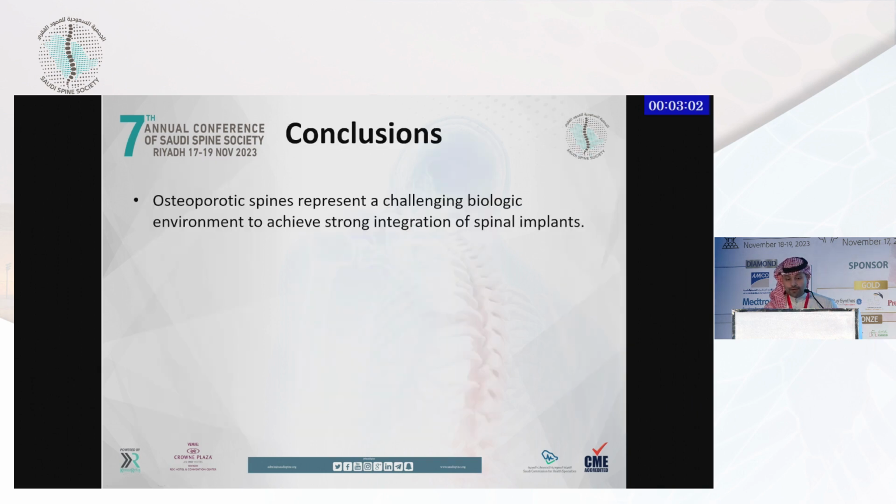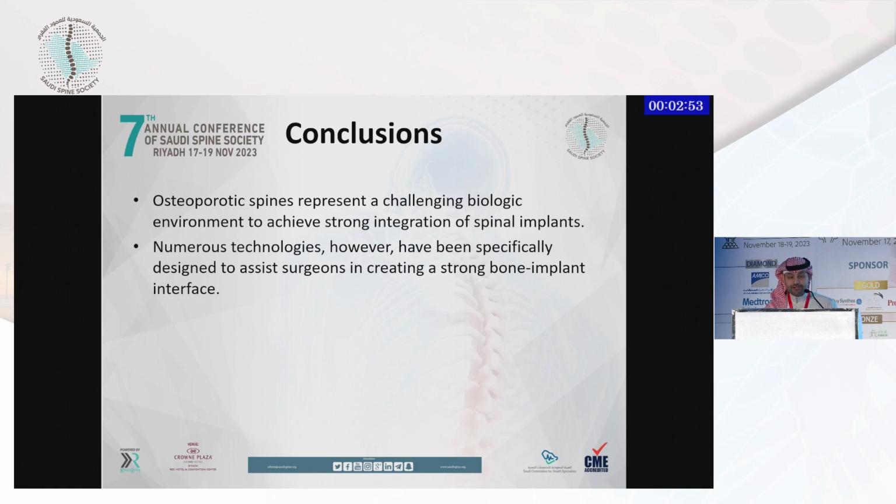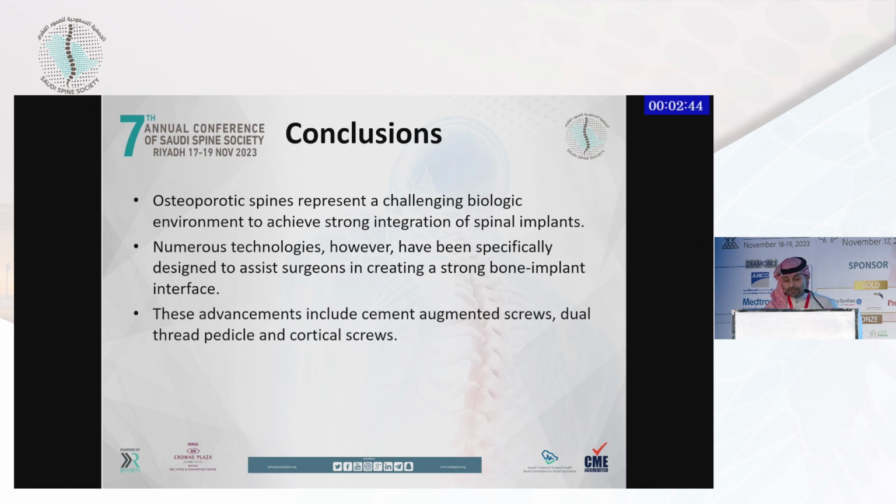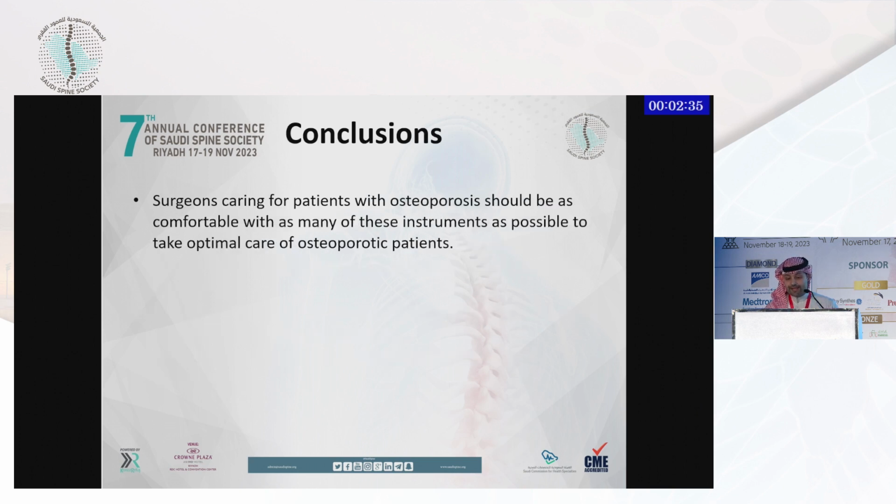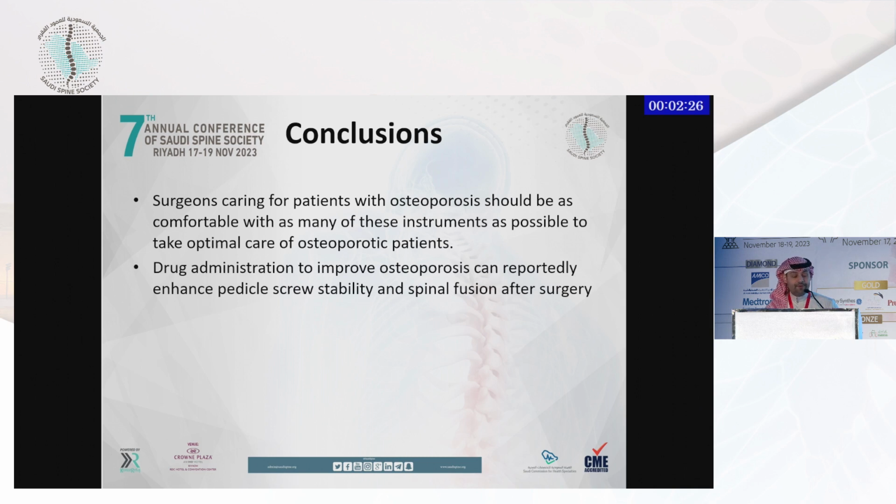So in conclusion, osteoporotic spines represent a challenging biological environment to achieve a strong integration of spinal implants. There are numerous technologies, however, that have been specifically designed to assist surgeons. These advancements include cement augmented screws, dual thread pedicle screws, and cortical screws. All of these implants have advantages and disadvantages. Surgeons taking care of this patient population should be comfortable with whatever they have in their hospital. Finally, perioperative optimization of these patients is crucial to prevent mechanical complications.